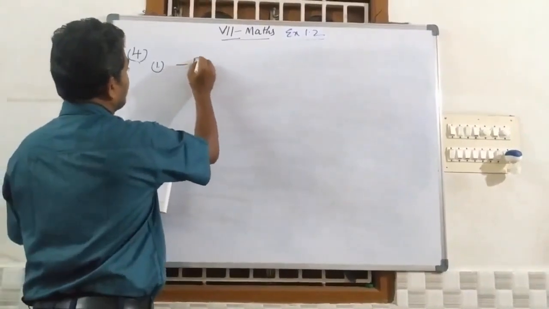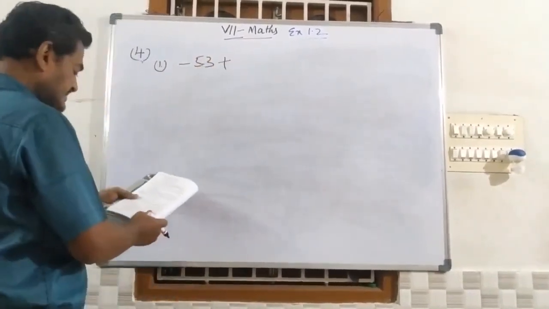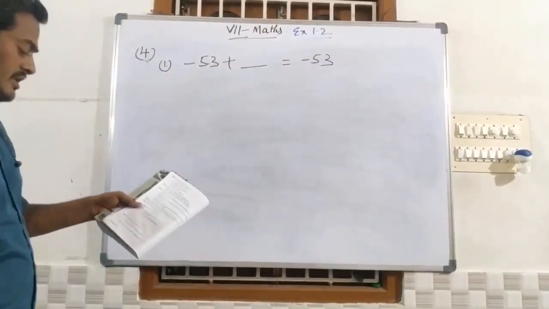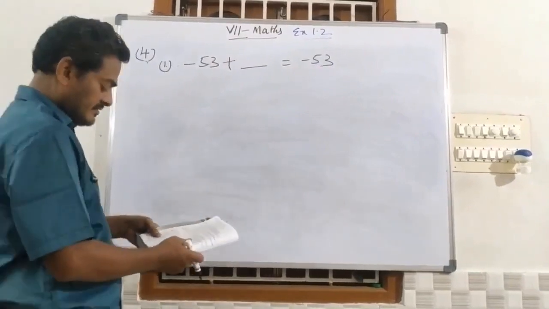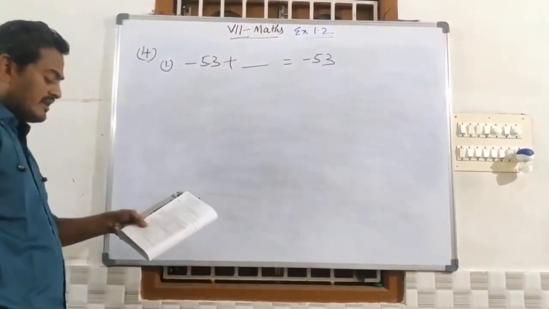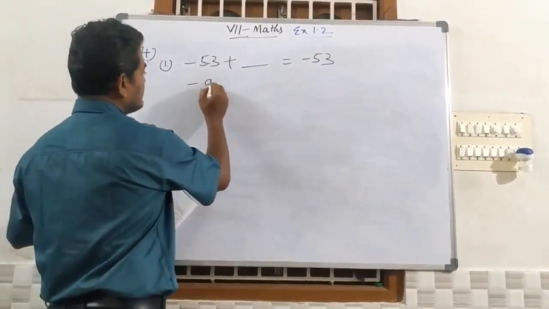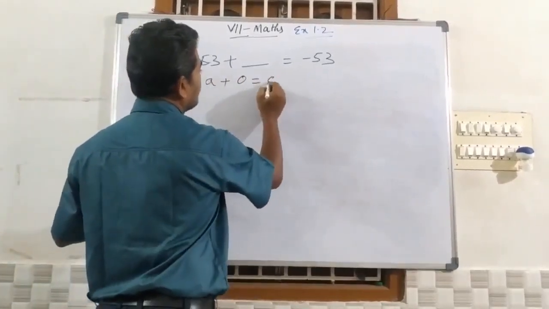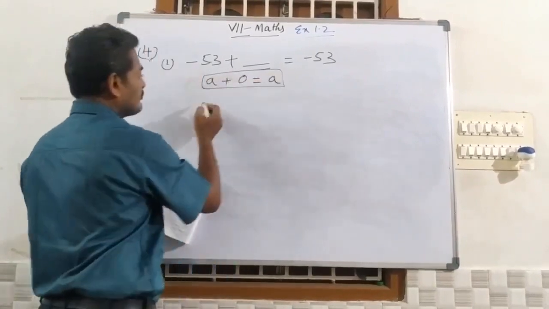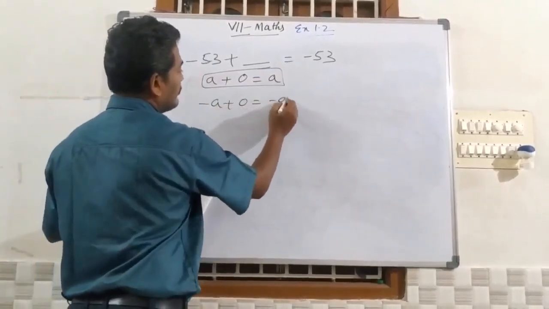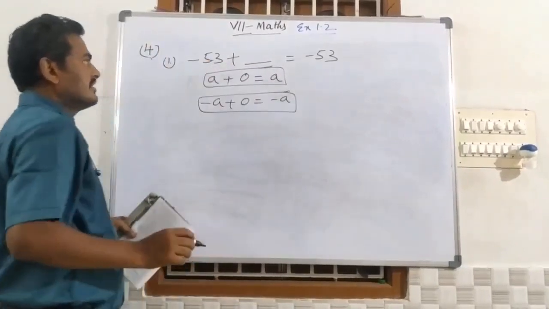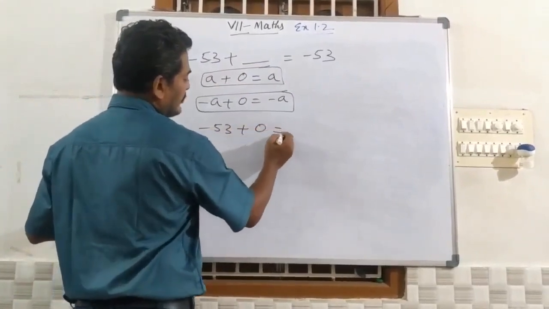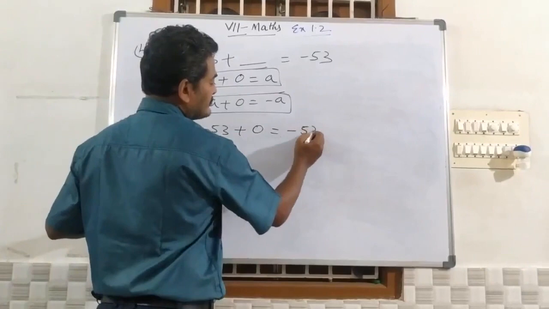Minus 53 plus dash equal to minus 53. So here, minus 53 plus blank equal to minus 53. Here, generally what property are we going to apply? A plus 0 equal to A. Or for this one we can write minus A plus 0 equal to minus A. Now A is minus 53. So here minus 53 plus 0. Any number plus 0 equals the same number.